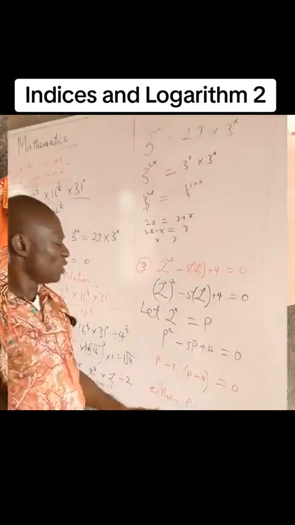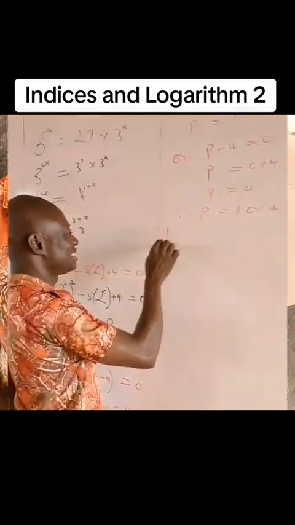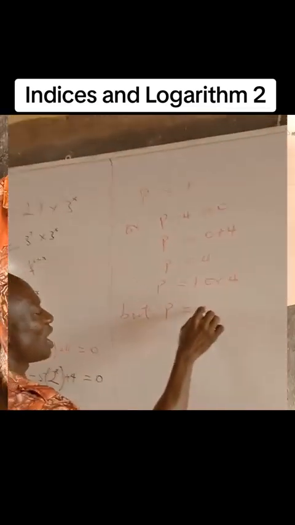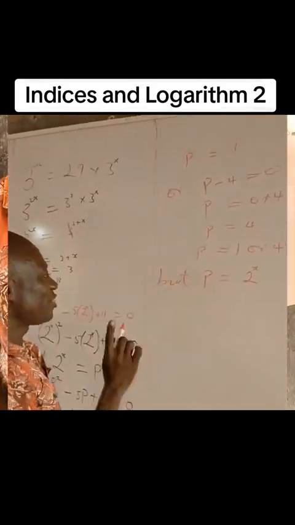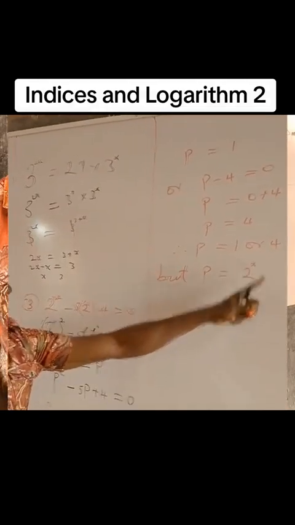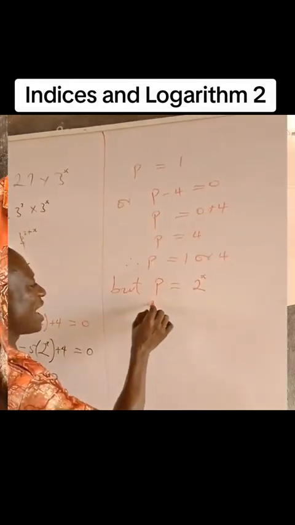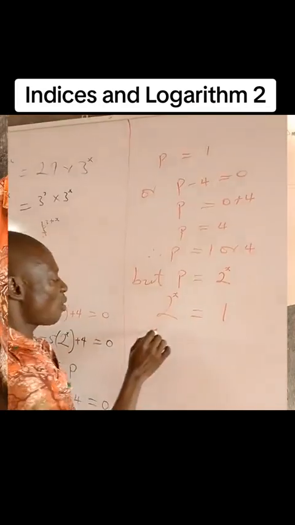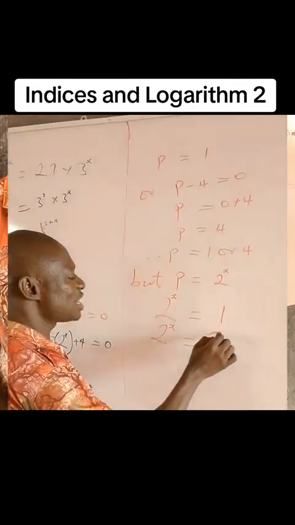Recall that we introduced p by ourselves. So we can now say p is equal to 2 raised to the power x. That is what we called p from the beginning. So since p is equal to 2 raised to the power x, it means that 2 raised to the power x is equal to 1, which is one of our answers for p. Or 2 raised to the power x is equal to 2 raised to the power 0.